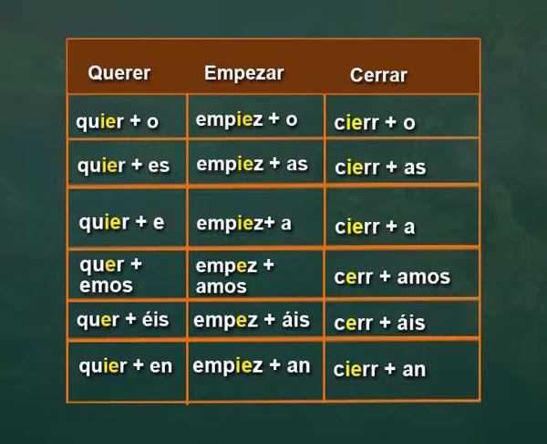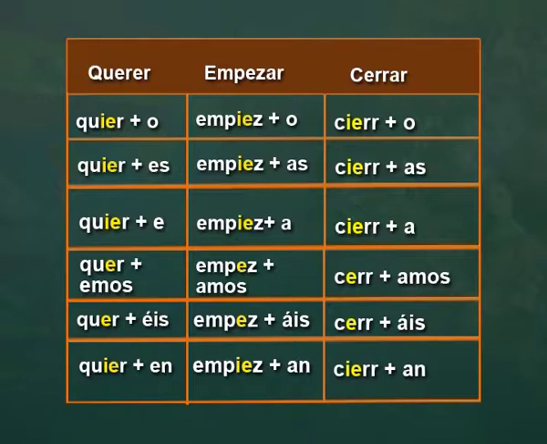Yo quiero, tú quieres, él, ella, usted quiere, nosotros, nosotras queremos, vosotros, vosotras queréis, ellos, ellas, ustedes quieren.